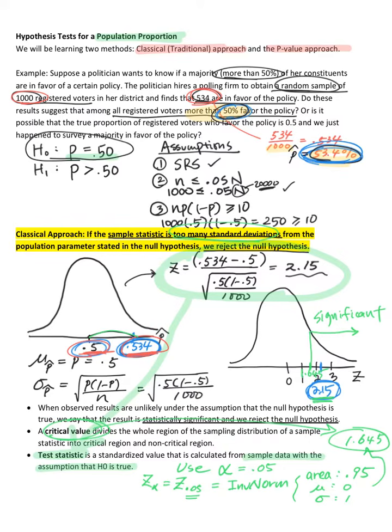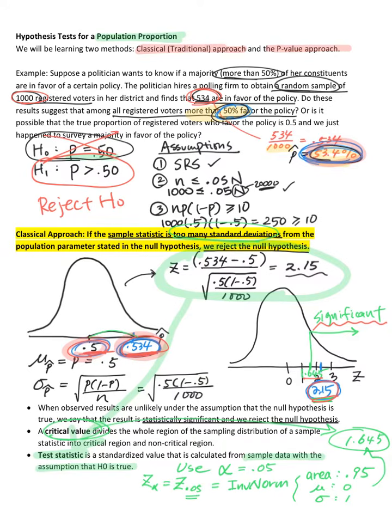Okay, so let's go back to our question. Is 2.15 considered too big? The answer is yes, it is, because 2.15 is bigger than 1.645. So it is considered statistically significant. So this means that 53.4%, our sample statistic, is considered too far above the population proportion of 0.5. So what is our decision? We're going to reject the null hypothesis in favor of our H1 claim.